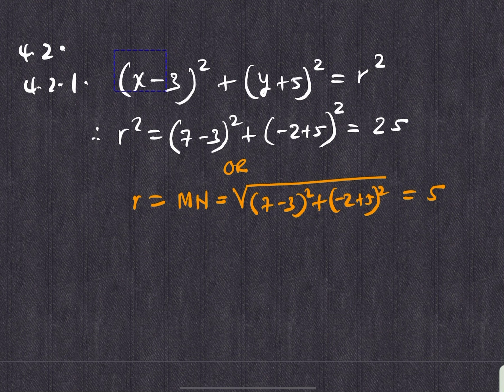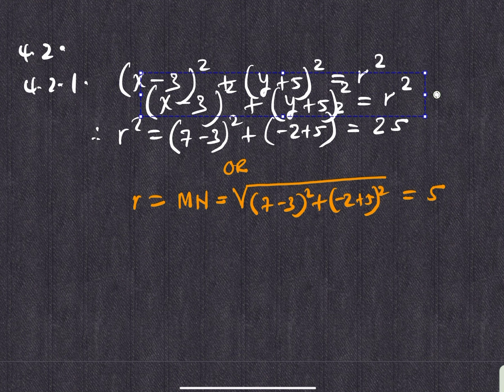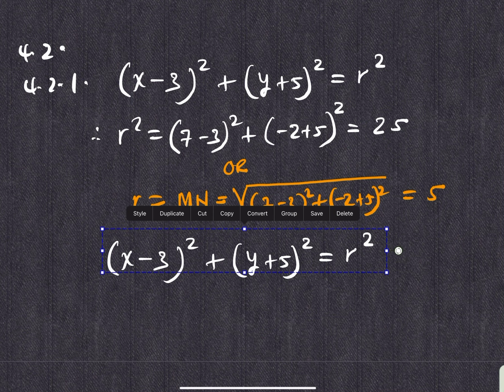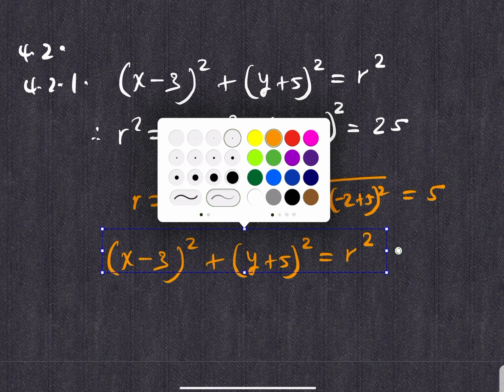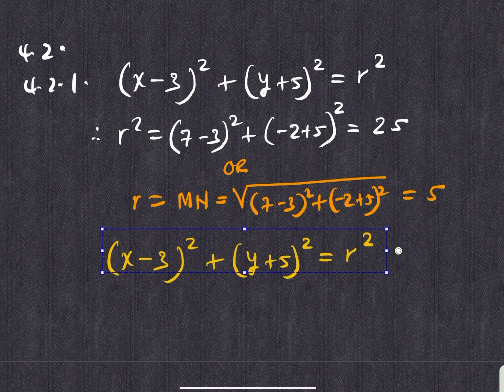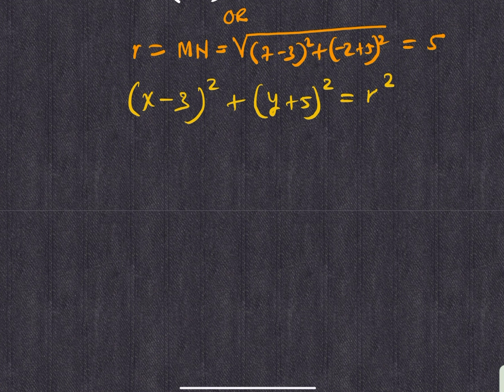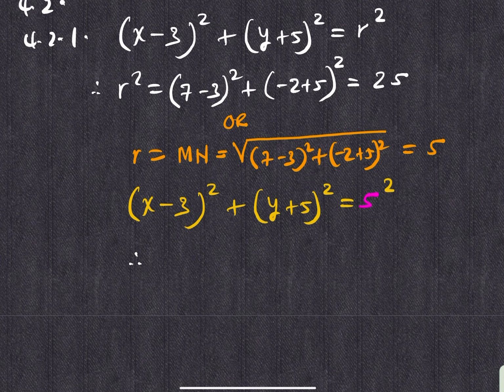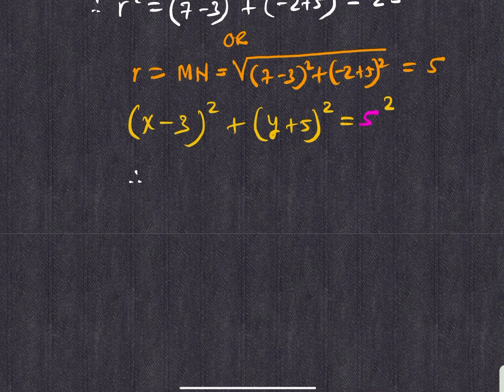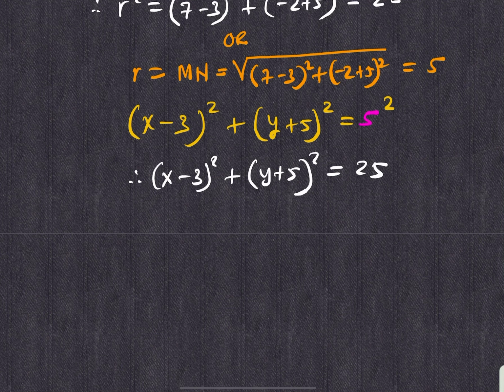So you are going to place your r in this equation. Your r now is 5, so you can just put it there, and then this will boil down to (x minus 3) squared plus (y plus 5) squared equals 25.